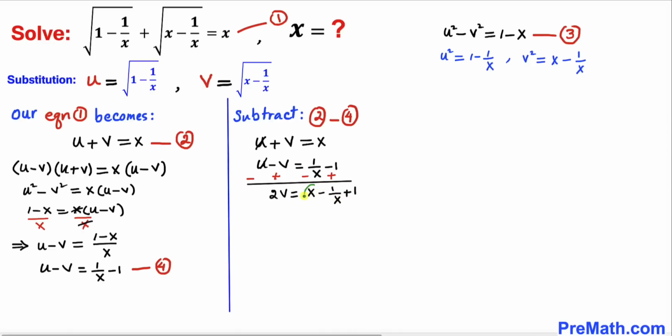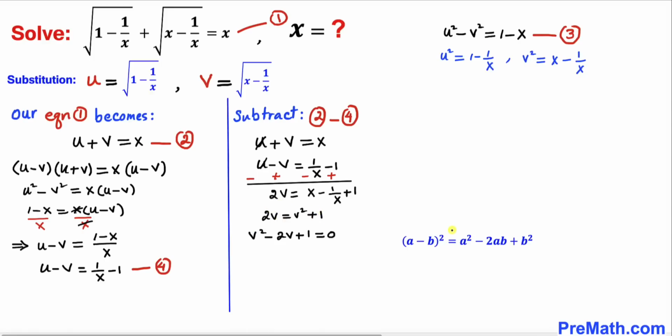Now we know that x minus 1 divided by x equals v square. So I'm going to replace this part by v square. So this is going to become 2v equal to v square plus 1. Let's move everything to the right hand side.